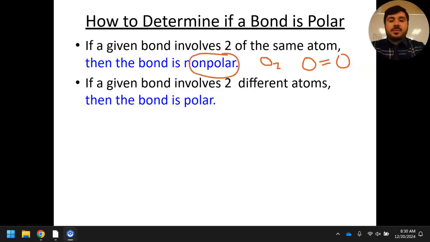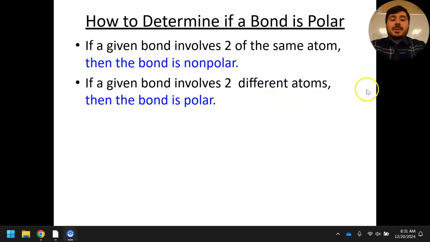What happens if we've got an example like CO? What's the polarity of the bond between the carbon and the oxygen in CO? Well, the carbon-oxygen bond, which is a triple bond by the way, is actually going to be a polar bond, because these are not the same atom. Carbon is very clearly not the same as oxygen.